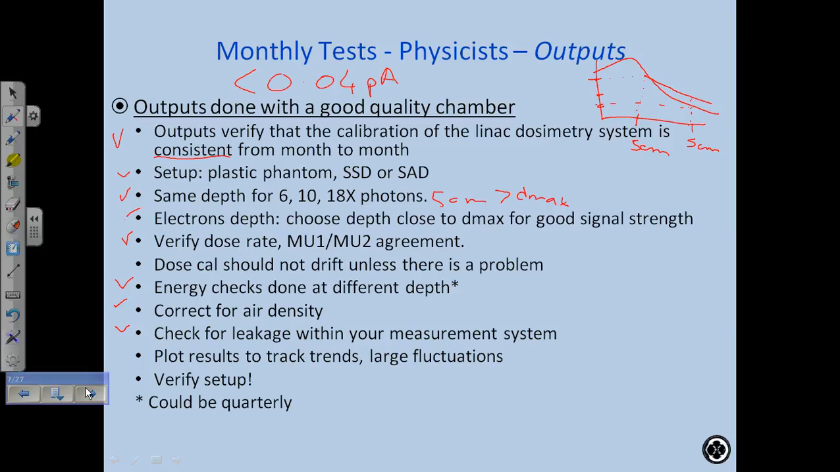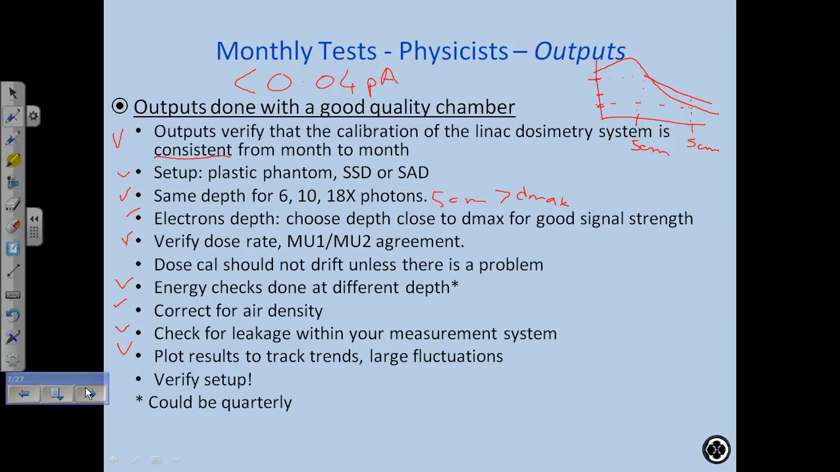If you want, you can plot the results that you get on a monthly basis. So outputs, you can plot your outputs just to look for trends. There typically aren't too many trends. There usually doesn't really follow a trend. It's usually pretty random. But you can track it in case you're having issues. And then, of course, verify setup if things aren't looking good.